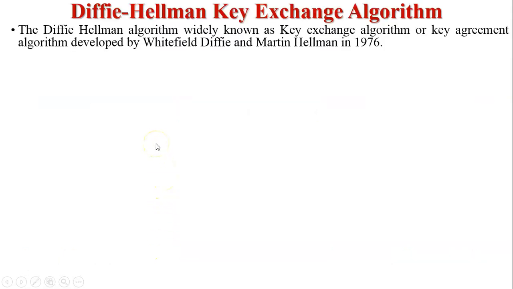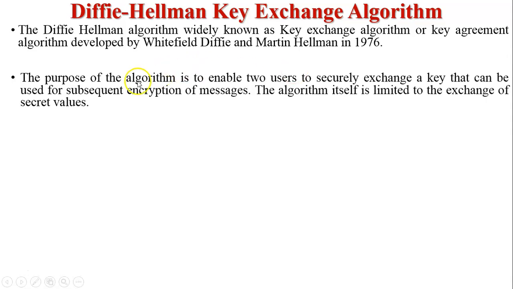The Diffie-Hellman algorithm, widely known as the key exchange algorithm or key agreement algorithm, was developed by Whitfield Diffie and Martin Hellman in 1976. The purpose of this algorithm is to enable two users to securely exchange a key that can be used for subsequent encryption of messages. The algorithm itself is limited to the exchange of secret values.